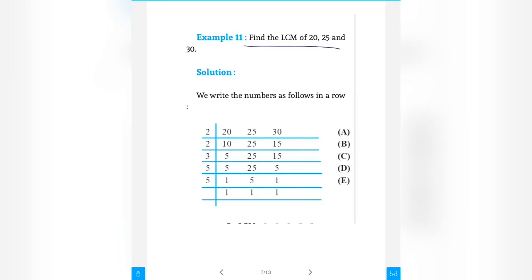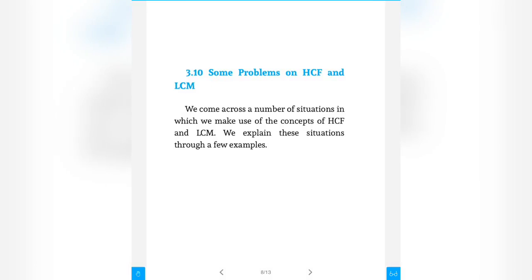You will see over here example number 11. Find the LCM of 20, 25 and 30. So what we have to do now, they have done it by the common division method. Again you know that first we have to divide by the lowest prime number. So we have divided by 2 two times, 3 one time and 5 two times. Now this is the common division method, so we don't have to do anything else. We just multiply the factors and then we will get the LCM.